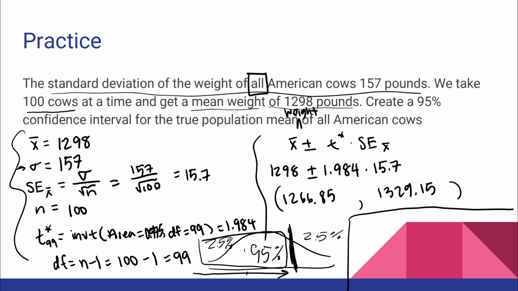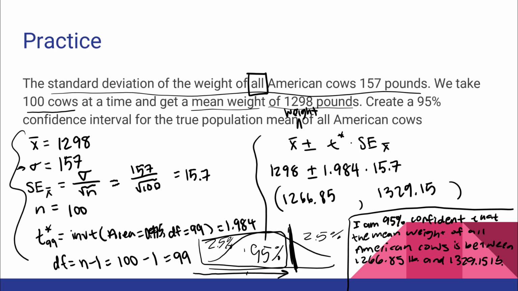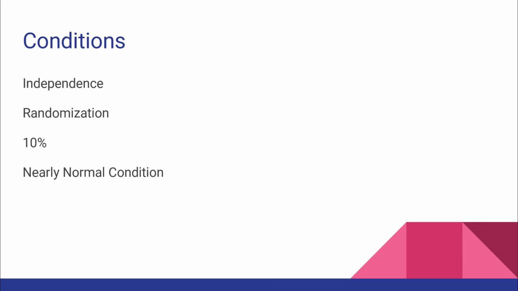Therefore, we can say, I am 95% confident that the mean weight of all American cows is between 1,266.85 pounds and 1,329.15 pounds. So in order to create our confidence interval in the first place, or to run a hypothesis test, we need to satisfy these four conditions.